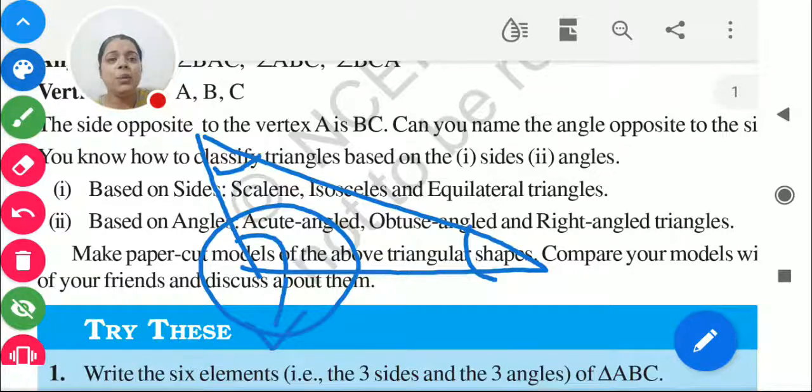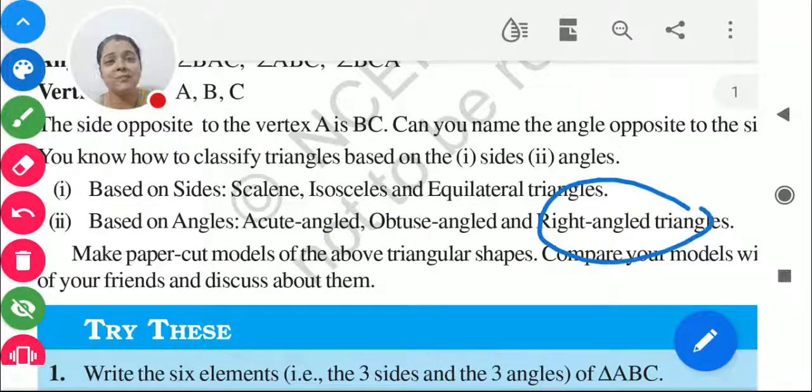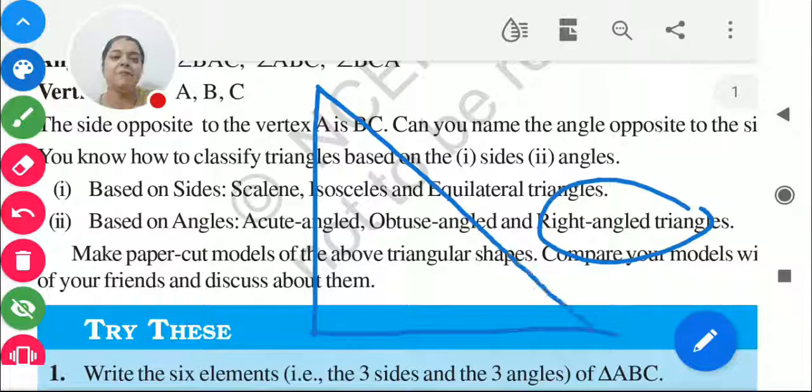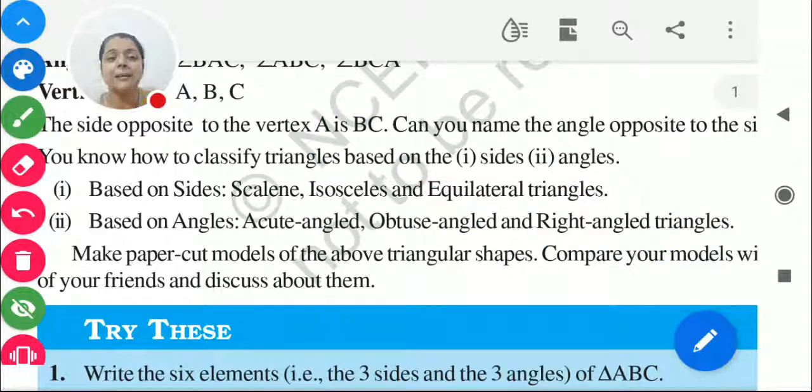Okay, now we are coming to the right angle. This is easy for you, something you know very well. Right angle means undoubtedly one angle is supposed to be a right angle. So what do we find? An acute-angled triangle means all the angles are less than 90 degrees. Obtuse means undoubtedly one angle is supposed to be obtuse, that is, more than 90 degrees.